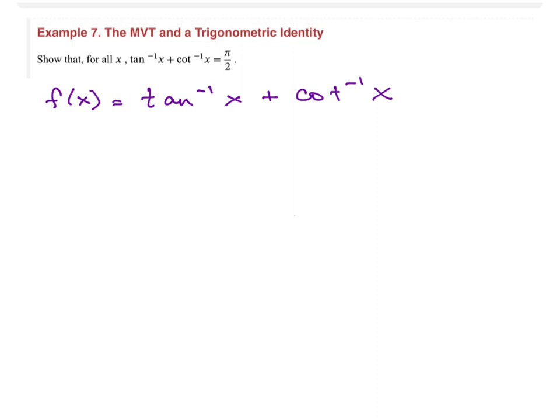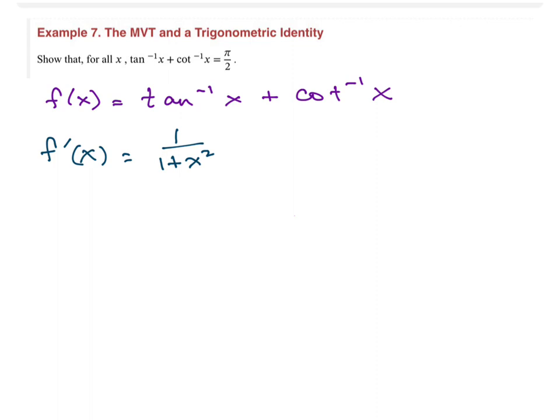Because it's a sum, it's not a product, it's not a quotient, it's not a chain, it's not any of that. I don't have to do anything fancy here. I just have to know what is the derivative of the inverse trig function. Okay? So anybody off the top of your head? What's it? 1 plus 1. Yeah, 1 over 1 plus x squared.